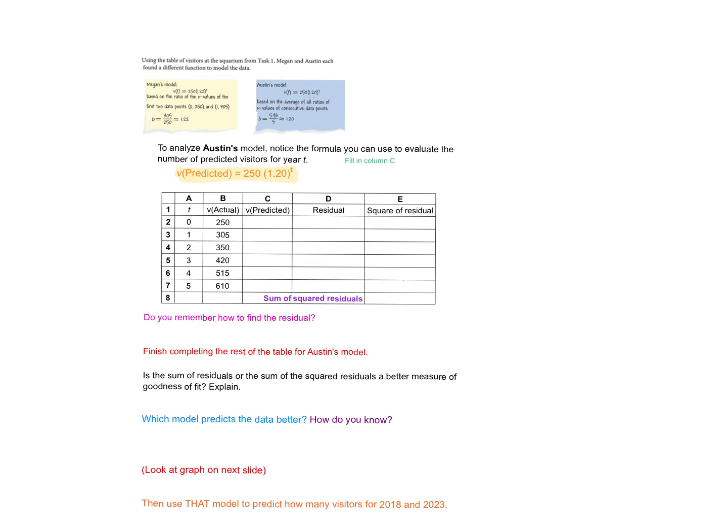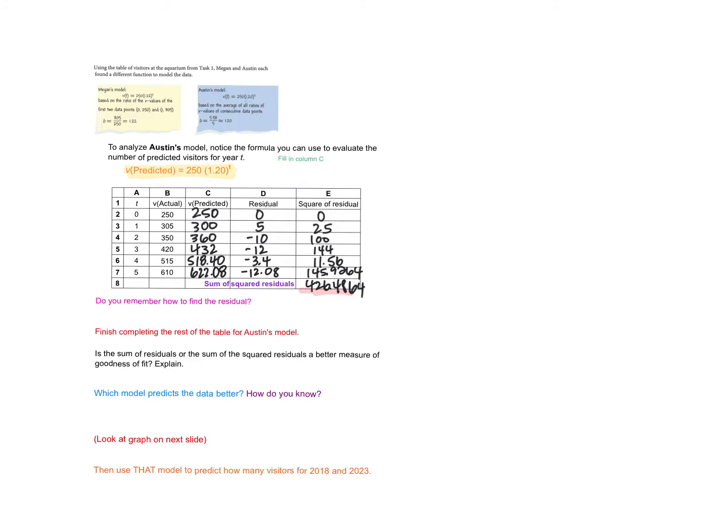Do you remember how to do all of these? Could you find the residual? Can you fill in the predicted column? And can you get this number as well? Then we're going to see which one is better. I want you to go ahead and try to fill in this table. You can get with a partner if they're at the same spot as you. Fill this in and then push play when you're ready to check the answers.